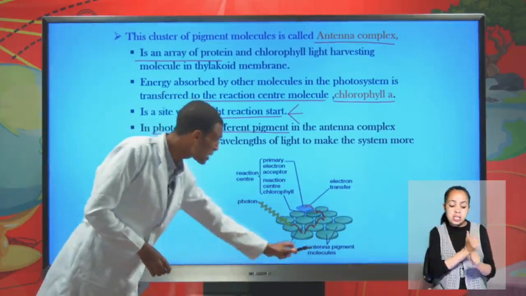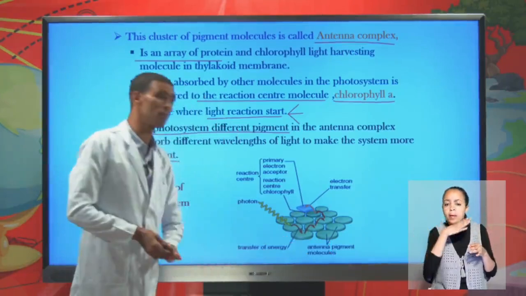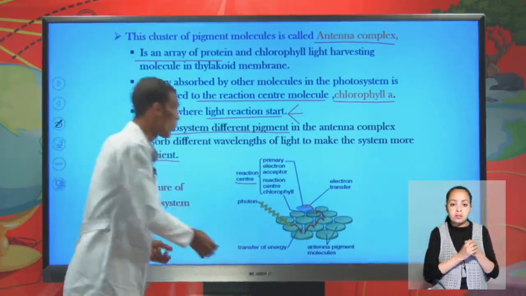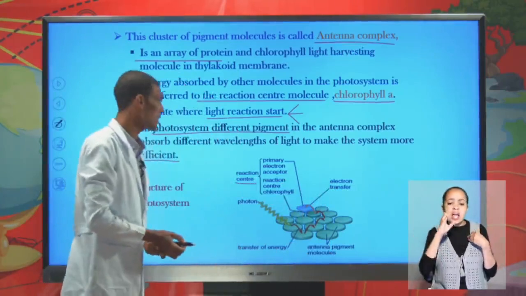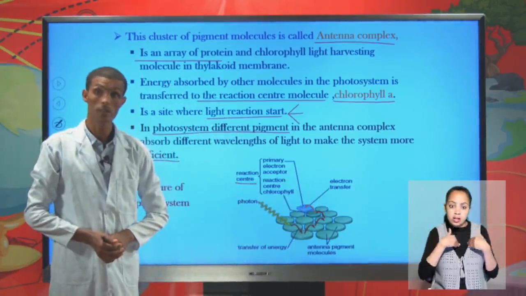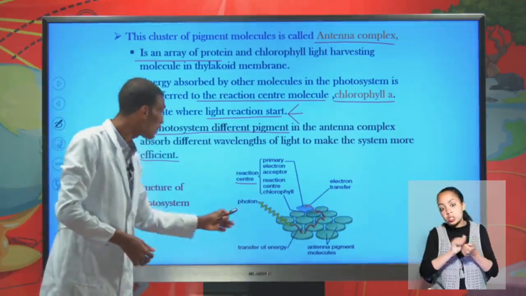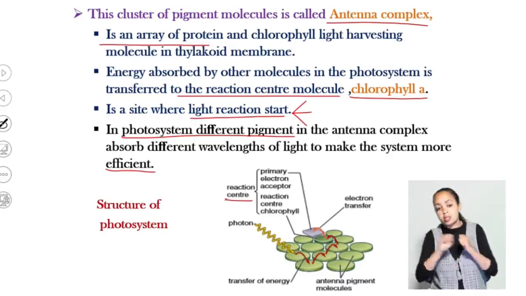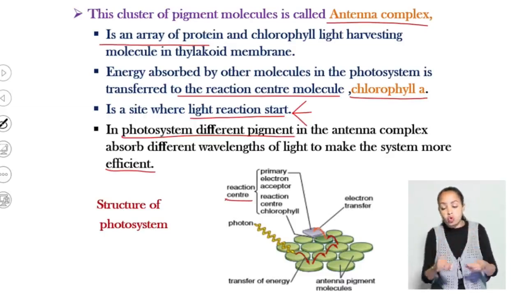An energy captured by this antenna complex molecule, where pigment and chlorophyll molecules are found, becomes transferred to here. So here, antenna complex is present, electron transfer is present, reaction center is present, energy transfer is present. In its nature, energy is neither created nor destroyed, but is capable of being transferred from one level to another. Based on this transmission, a gain or loss of energy may be found here.